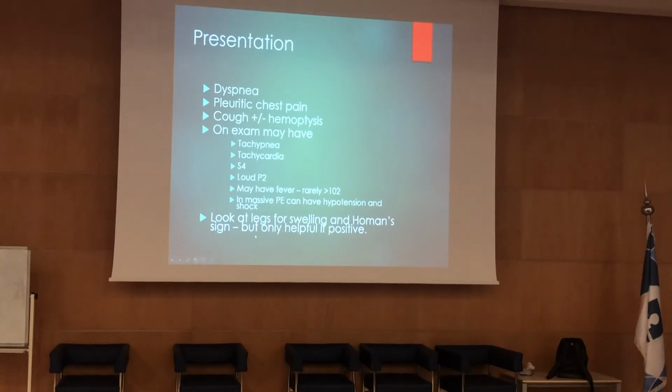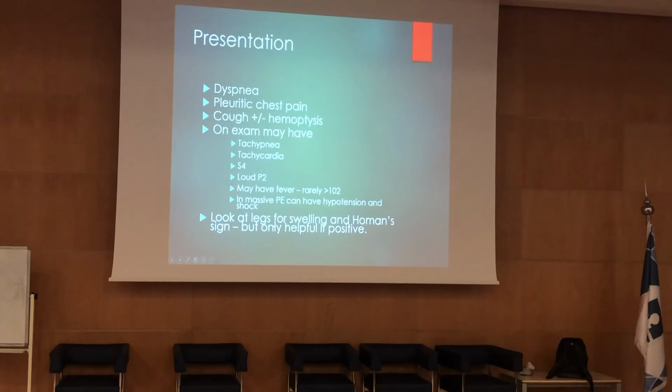And this is the fatal complication. If the pulmonary embolism is massive, massive means blockage of the main pulmonary trunk, there will be sudden deoxygenation of the patient. So they will present with hypotension and shock. And unfortunately, some of them will die.